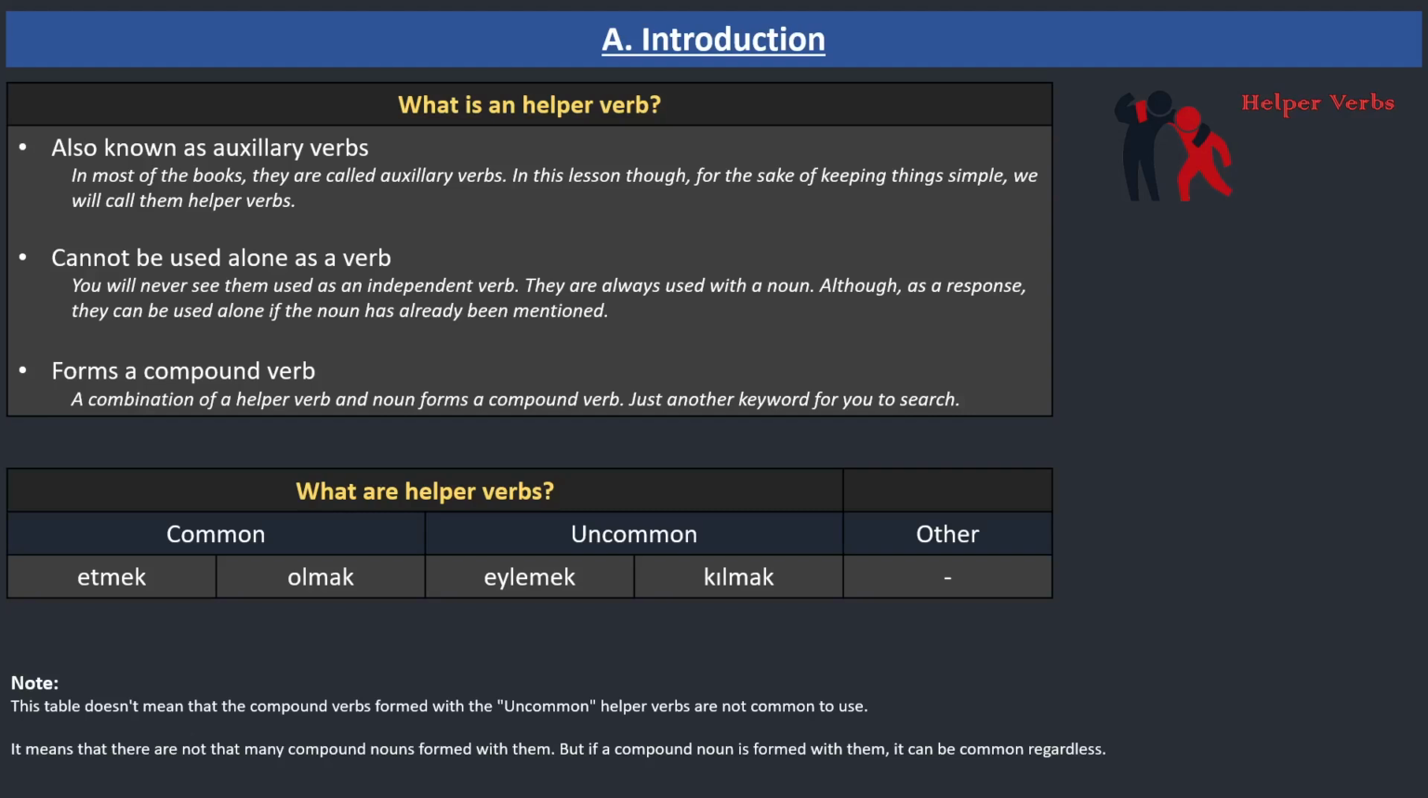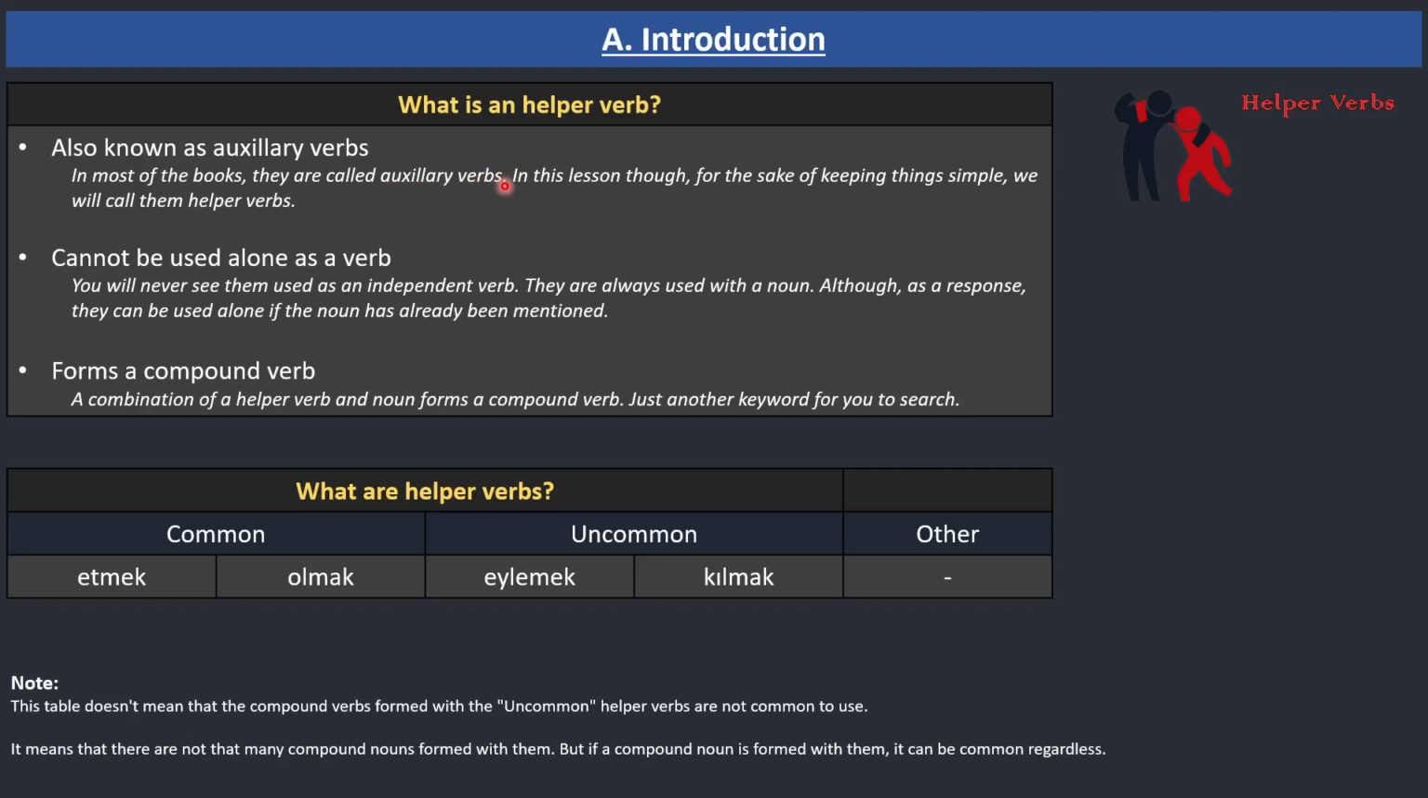Önce helper verb ne demek? Onunla başlayalım. What's a helper verb? Aynı zamanda auxiliary verbs olarak da bilinir. They are also known as auxiliary verbs. Çoğu kitapta onlara auxiliary verbs diyoruz. When you do your search, you can search them with this term.